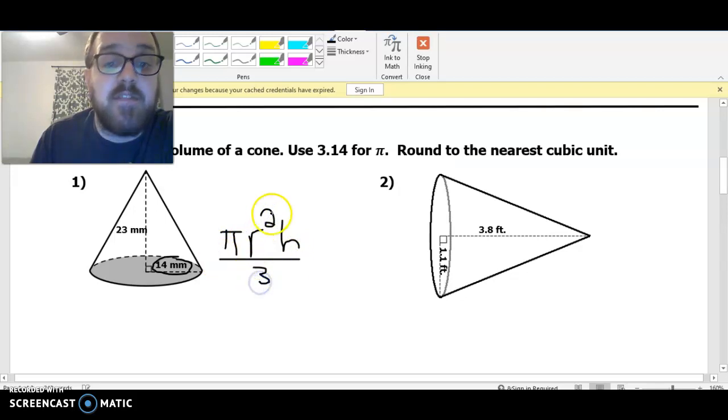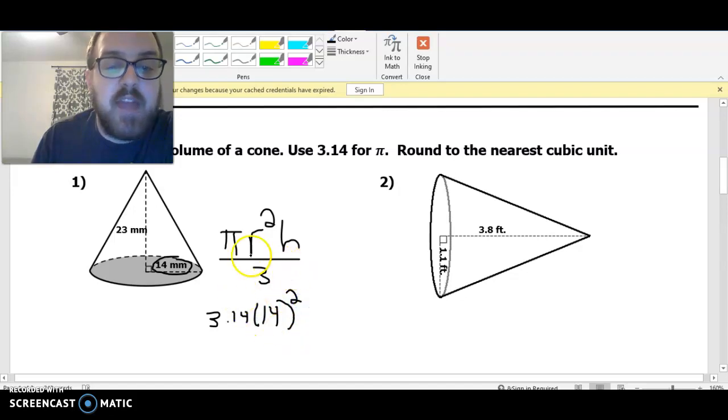Now I'm going to fill in each spot that I need. Pi we're going to fill in with 3.14. That's our approximation that we're going to be using. For r I'm going to fill in 14, because 14 was my radius. And then for the height, I'm going to fill in 23. All right, so that's what I fill in my spots, and the whole thing is going to be divided by 3 to give me the volume of a cone.